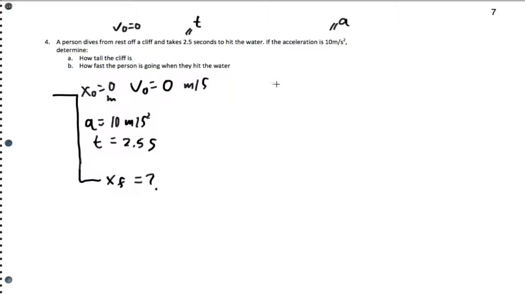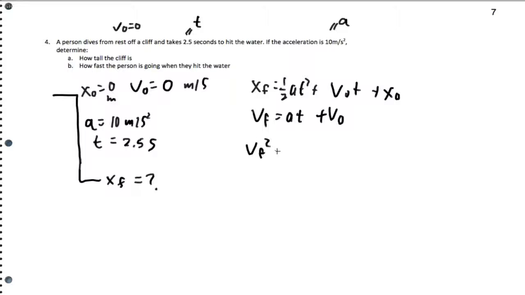Now what I'm going to do is, I noticed people solving it didn't do this, but I'm going to kind of overkill this. I'm going to write down every equation and plug in the numbers. So I know x final is 1/2 a t squared plus v naught t plus x naught. V final is at plus v naught. And v final squared equals v naught squared plus 2a times x final minus x initial. Now I'm going to start plugging in numbers.